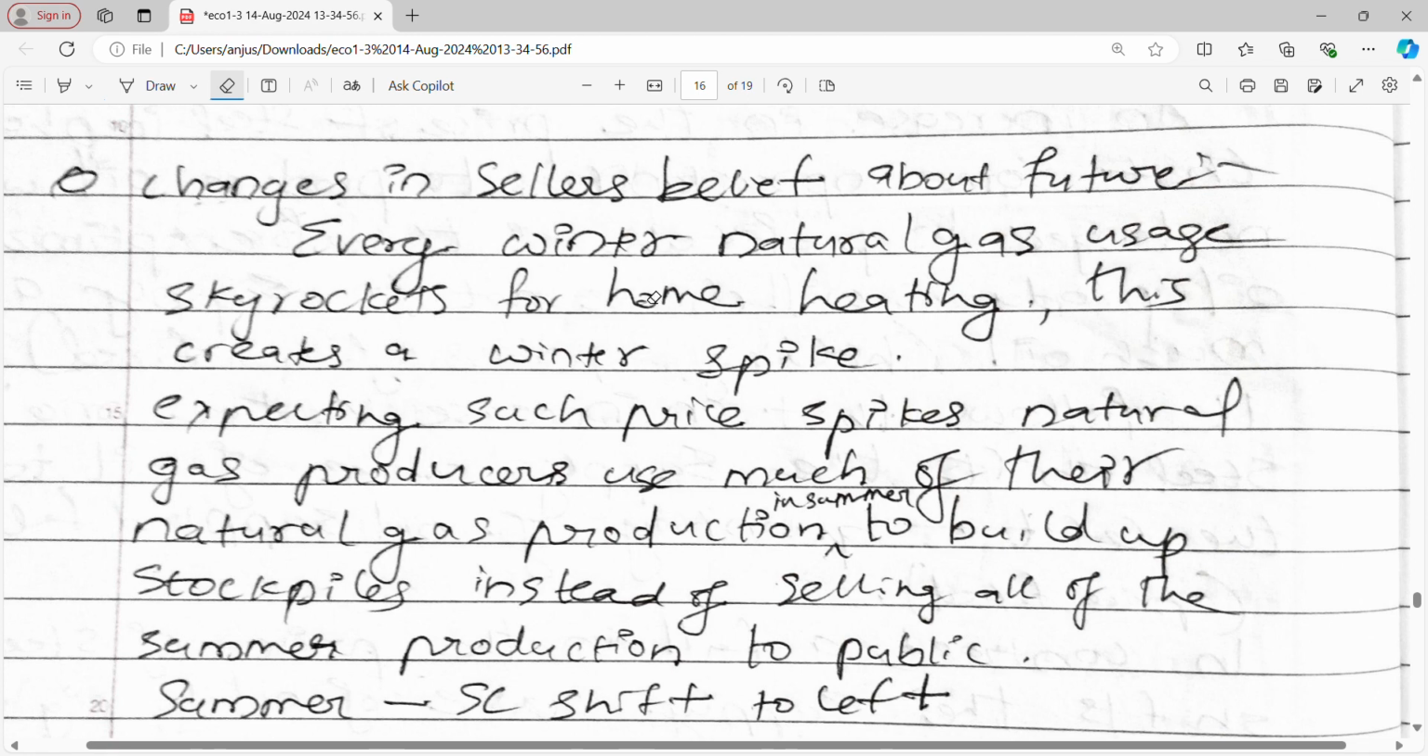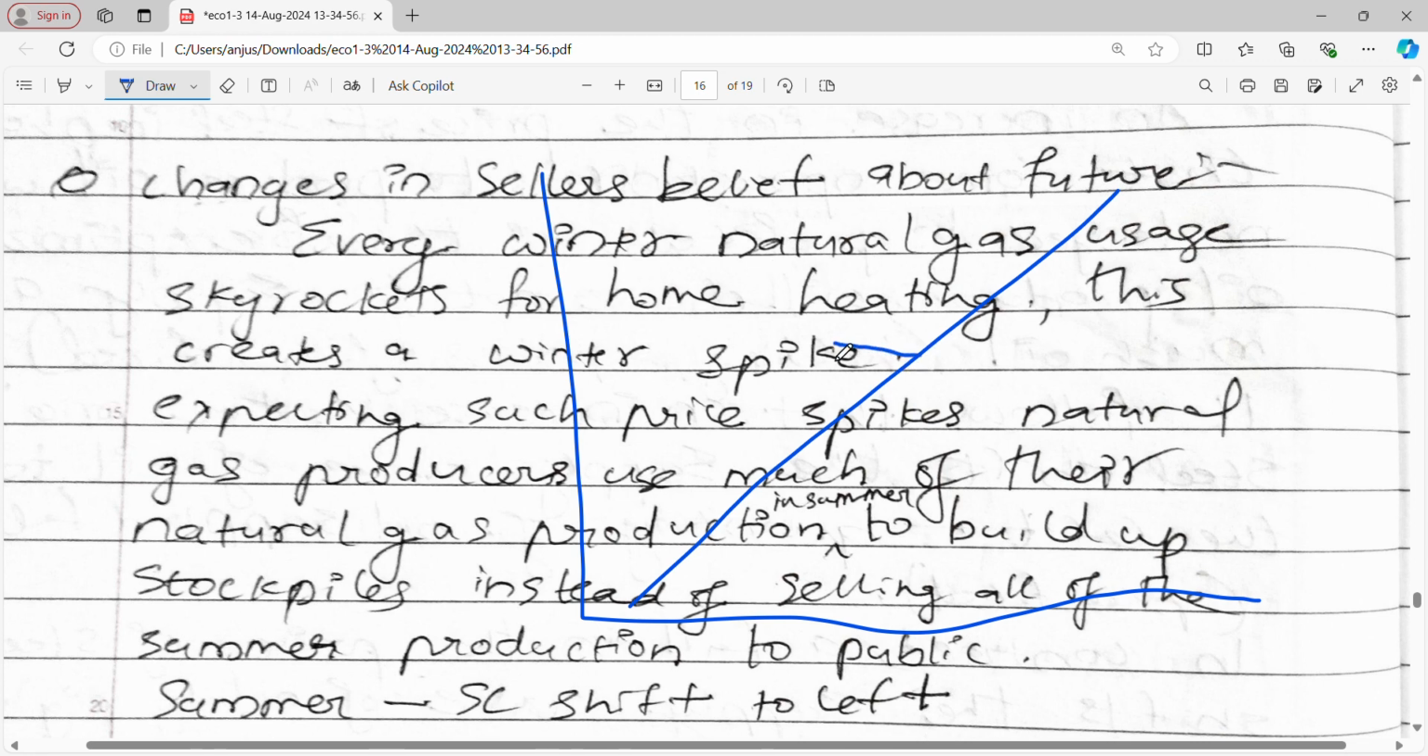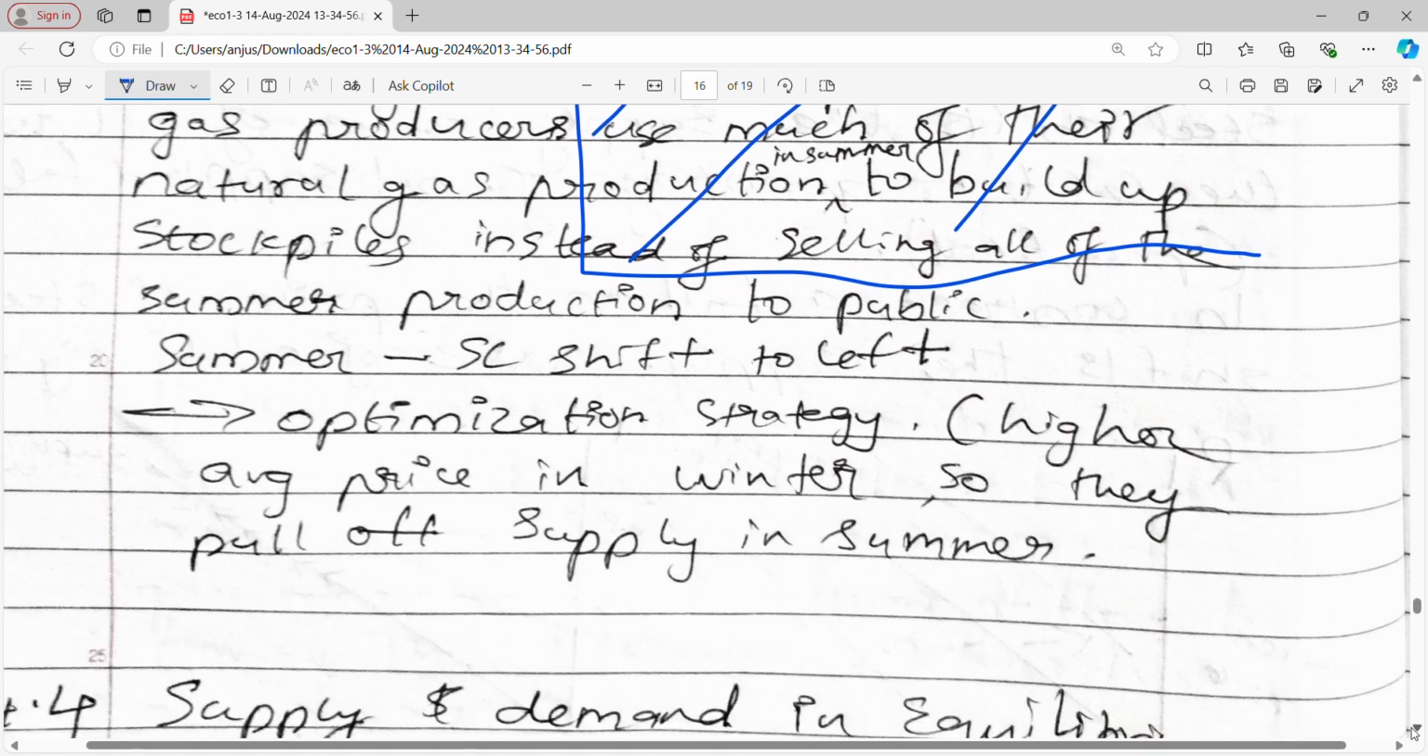So in the summer, let's say this is the supply curve, they are stockpiling, they are storing the natural gas for the winter. That is the selling. The supply in the summer is decreased intentionally. So the supply curve shifts left. But in winter, it will shift to the right because it is more profitable. Prices are high for natural gas in winter. That is, the sellers are optimizing. That's it. So it is an optimization strategy.